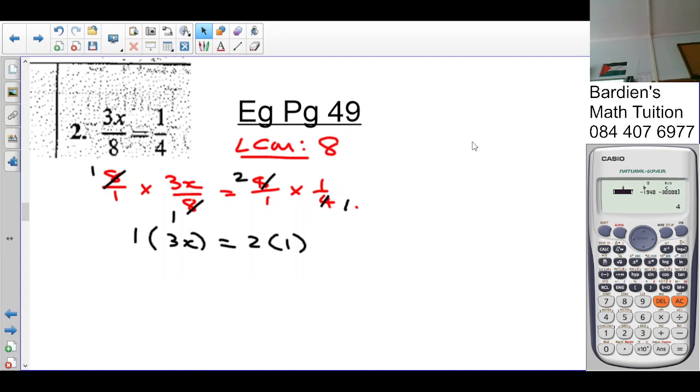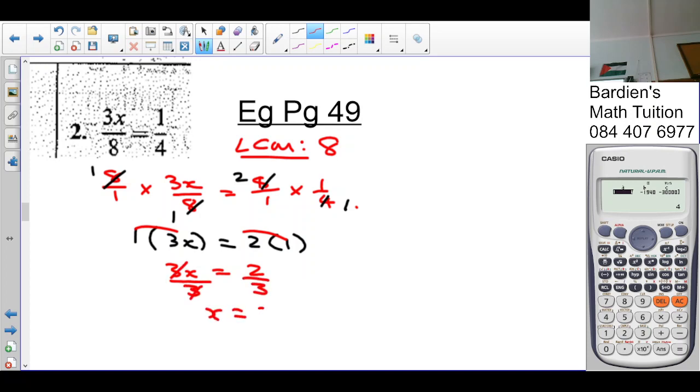So what do we get here? It will be 3x is equal to 2. How do I get x on its own? Divide by 3 both sides. So x equal to? Who got that right? Where did you go wrong, Michael? Okay. Who got it wrong?